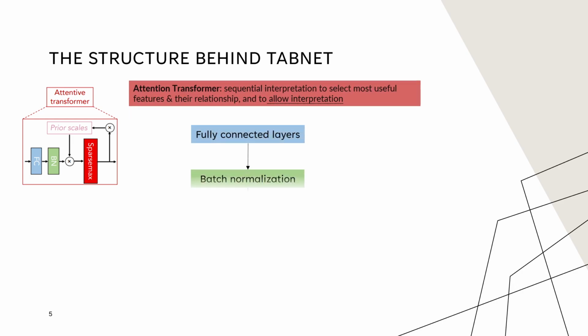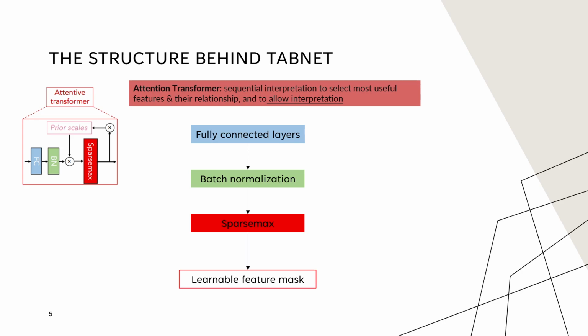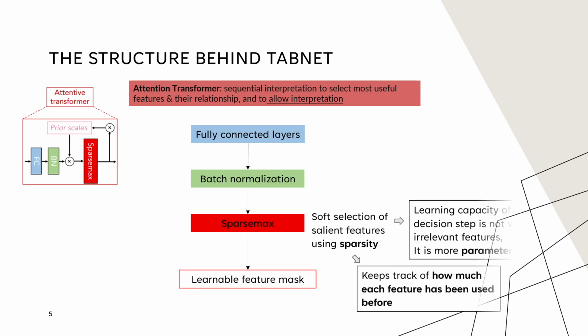The attention transformer starts with some fully connected layers, followed by batch normalization and sparsemax normalization. This sparsemax normalization is used to generate, or to establish, a learnable feature mask. The soft selection of the salient features is done using sparsity, which enhances the learning capacity of the model by establishing which of the features are more important, and thus optimizes parameter efficiency. It also allows keeping track of the contribution of each of the features to the overall model and how that has changed over the steps.